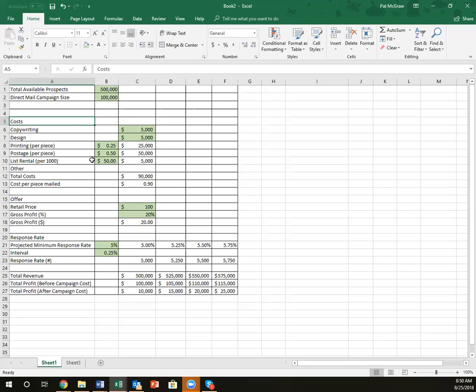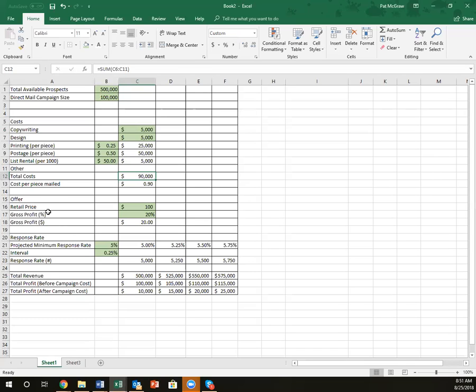Postage, for grins and giggles, we'll put in 50 cents right now. That's $50,000. And then list rental, to give you a good example, $50 per thousand, and I did it on the entire 100,000. So that came to a $5,000 cost. That means right here, total costs are $90,000, or 90 cents a piece, which is about in the ballpark for what you're going to see for direct mail at this kind of quantity and complexity.